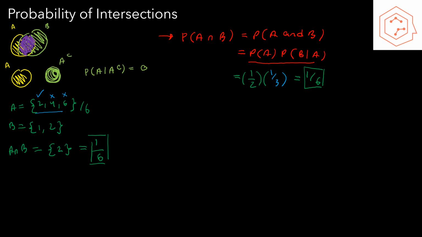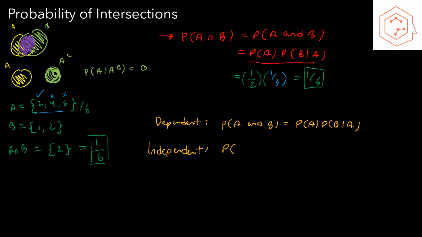And so now you can see that if we have two dependent events, the probability of A and B is equal to the probability of A and then the probability of B given A. First we get A, and then we see the probability of B given A, multiply those two together, and we get the probability of A and B occurring. If we have two independent events, then P(A and B) is equal to P(A) times P(B given A), and since they're independent, P(B given A) is simply equal to P(B).